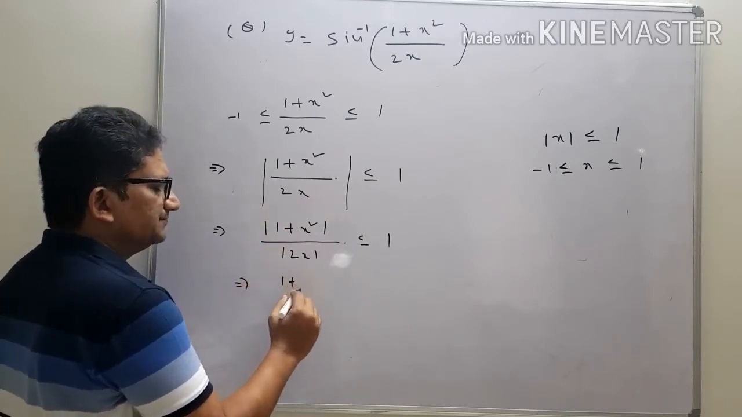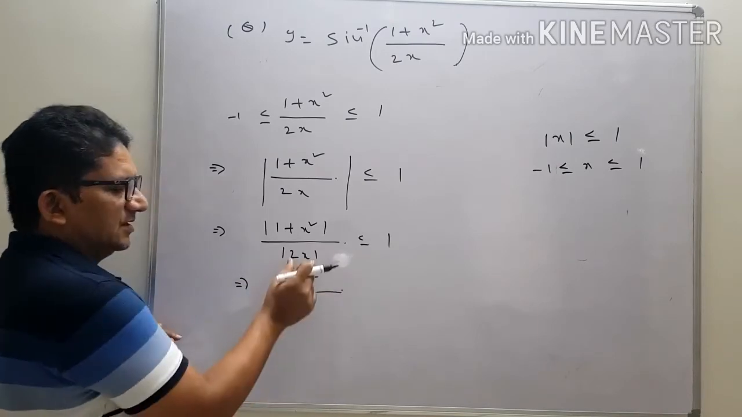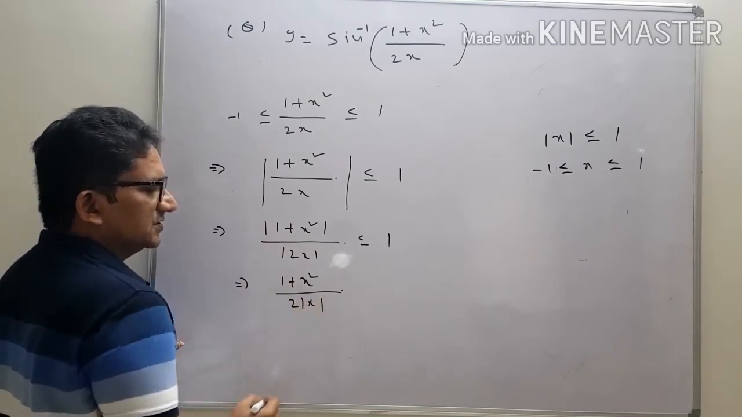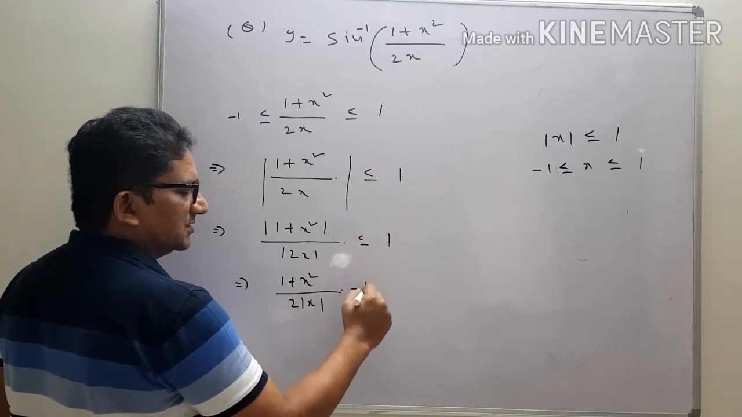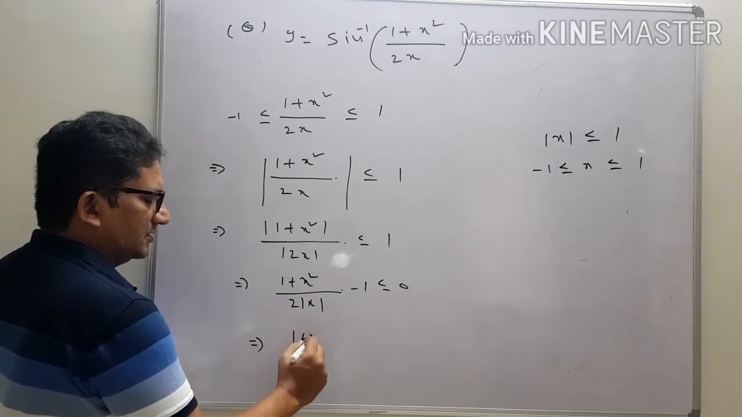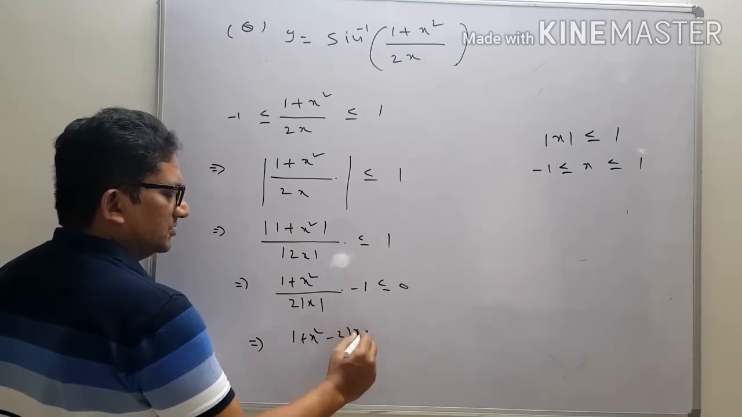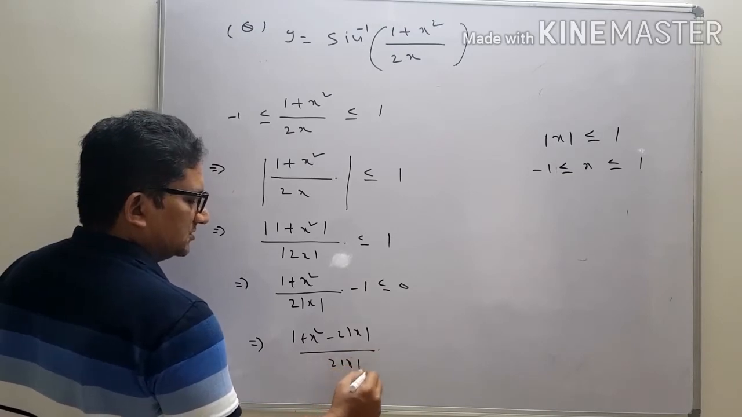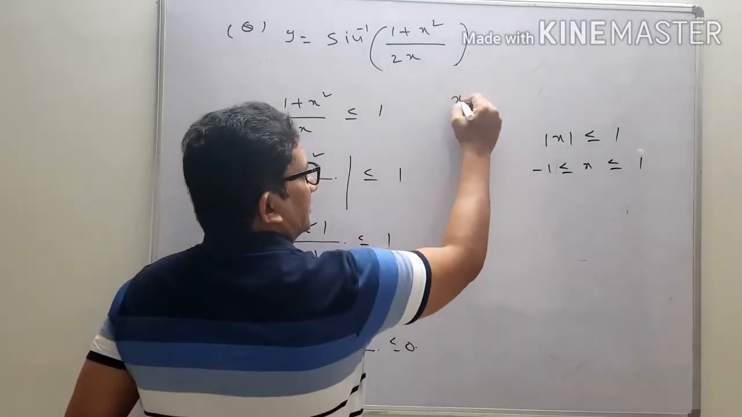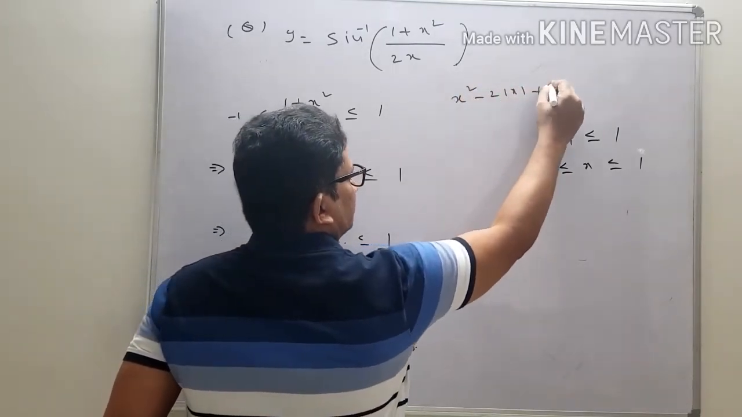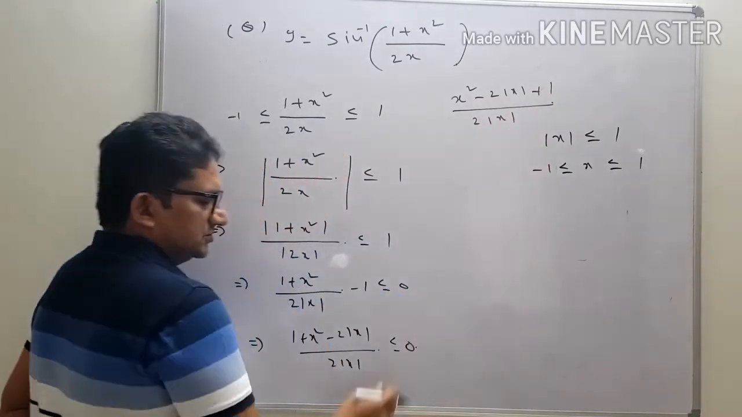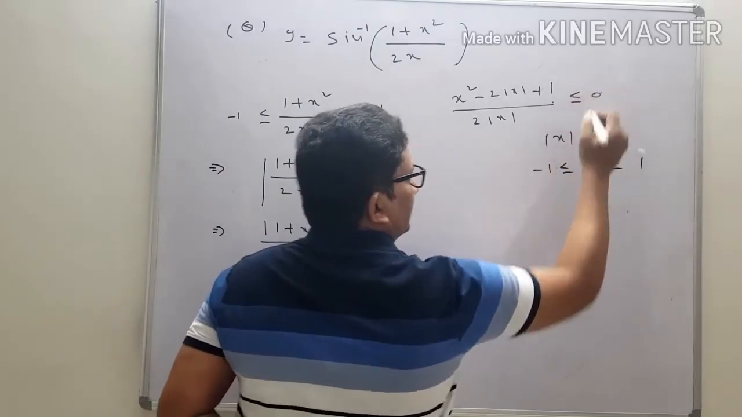In the next step we can write 1 plus x square divided by modulus of 2x. The 2 is always positive, so we can write it outside: 2 modulus of x is less than or equal to 1. Bring that 1 here: minus 1 is less than or equal to 0. Now we take the LCM: 1 plus x square minus 2 mod x divided by 2 modulus of x is less than or equal to 0. The numerator is x square minus 2 mod x plus 1, and the denominator is 2 mod x.